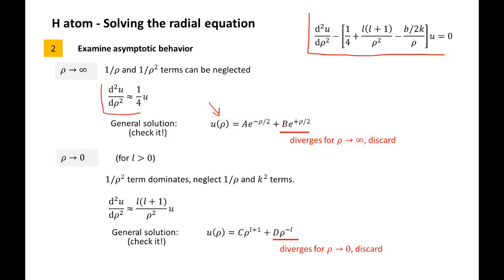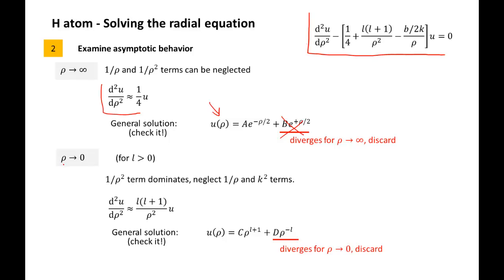It contains two terms, a decaying exponential and a growing exponential. Now, this exponential, the growing one, will grow and become infinity as the radius grows and grows, so it diverges and probably will prevent the wave function from being normalized. Therefore, we're going to discard it.